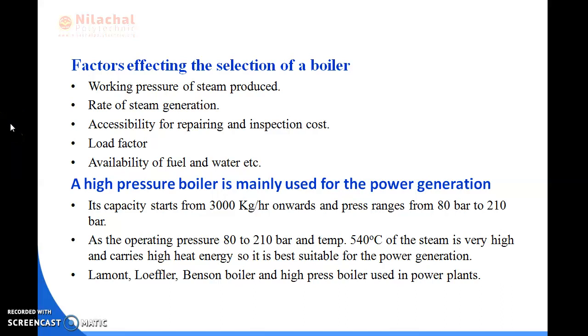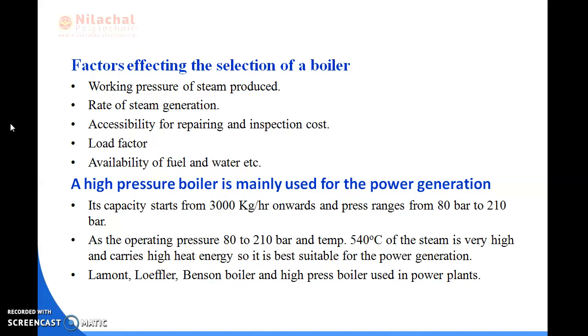What are the factors affecting the selection of a boiler? Whenever we are going to select a boiler for any type of application, what are the different factors we have to think about? First, number one, the working pressure of the steam produced. What type of steam we need and what should be the pressure of the steam that we shall utilize. So that is the first criterion, the working pressure of the steam that has to be produced. Second is the rate of steam generation. How much steam we need in 1 hour? That is the rate of steam production.